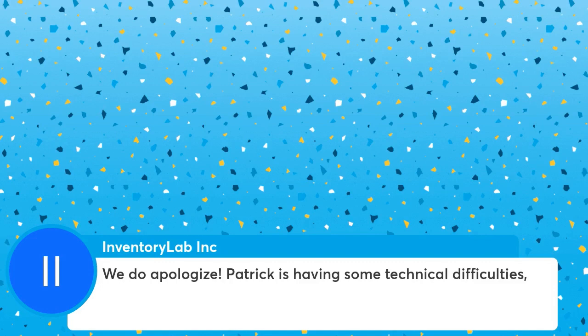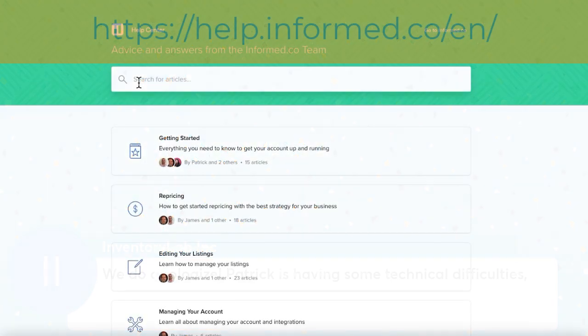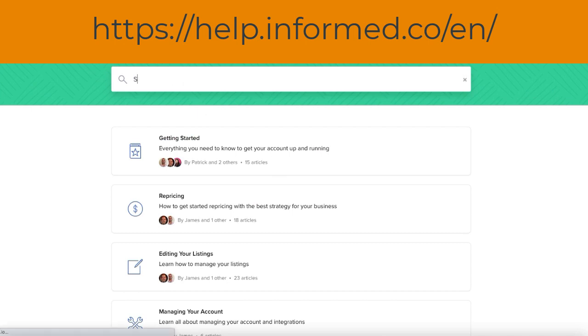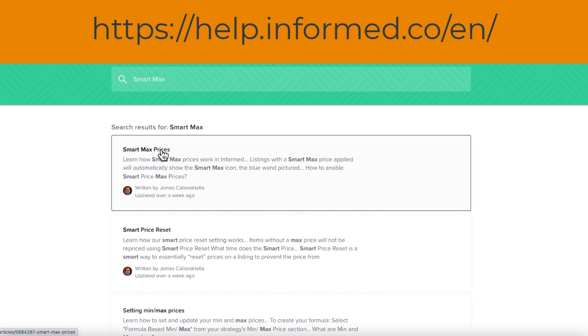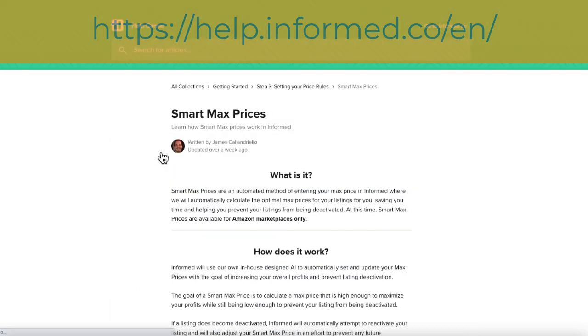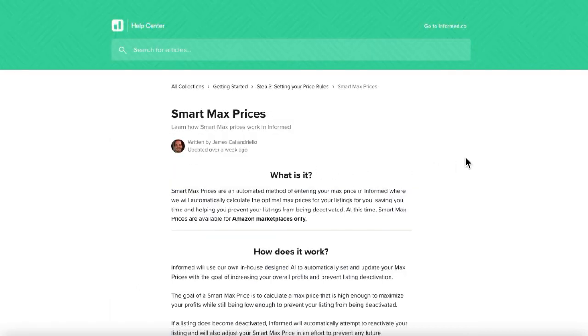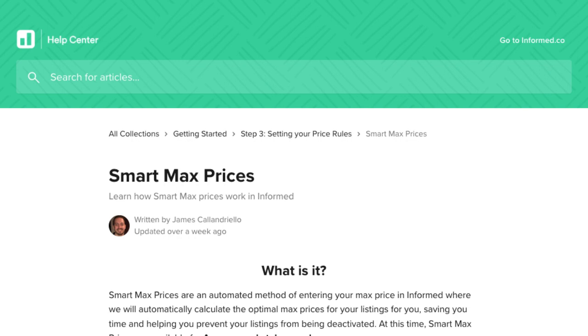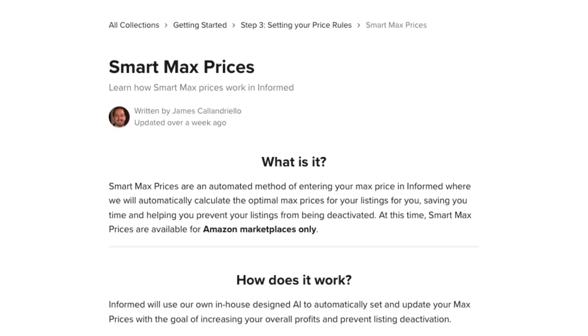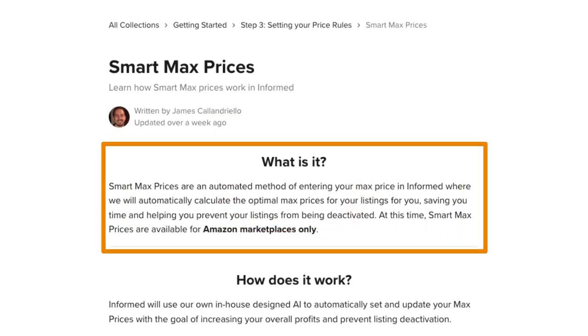There's a few other steps. And so usually some of the issues that our customers have when repricing to the max is that sometimes they're listed. One of the settings that we've worked really hard on to kind of prevent price deactivations is our smart max price setting. Okay. And so that's in our strategy as well.